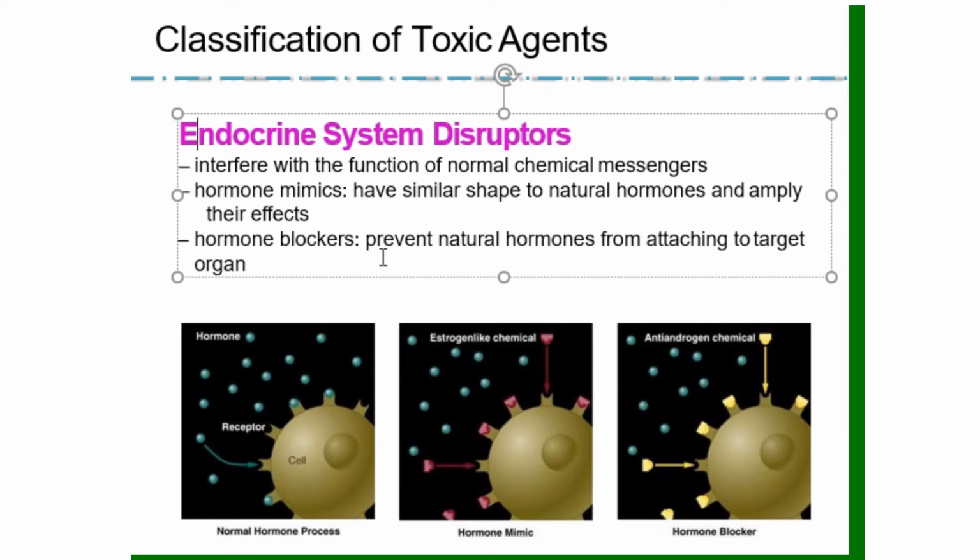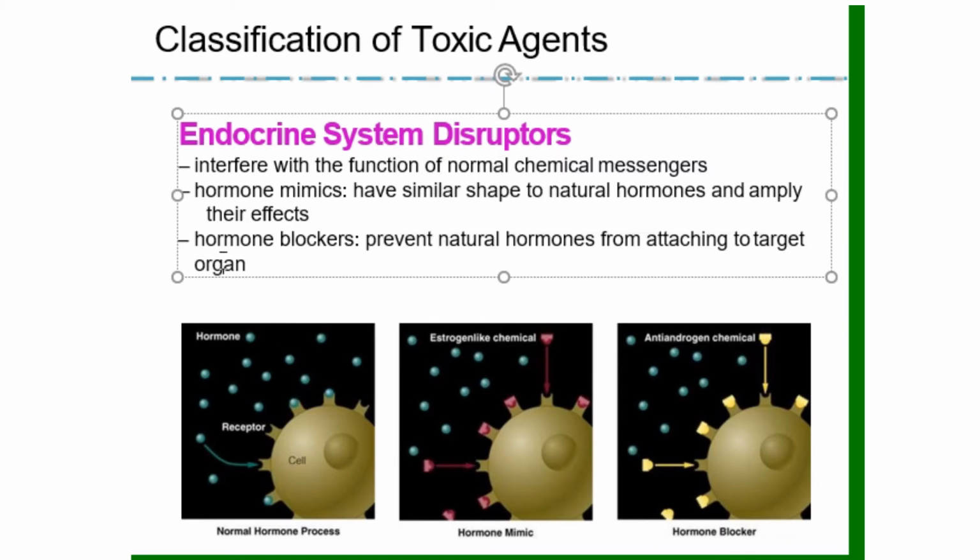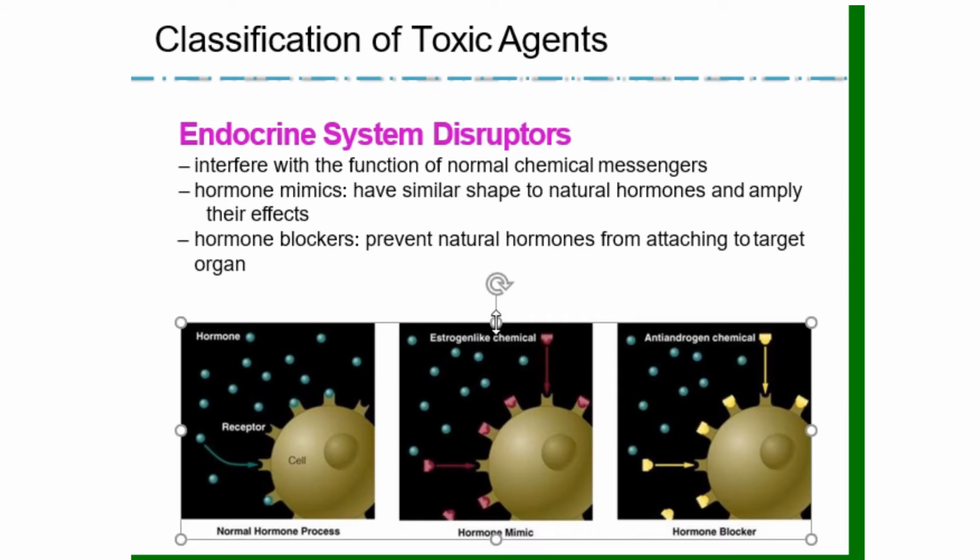Hormone blockers, by definition, prevent the natural hormones from attaching to the target organ. Now, what does it mean? To simply understand this concept for the EDC, hormone mimic and hormone blocker, let's try to look at this figure here. So this is a normal hormone process.